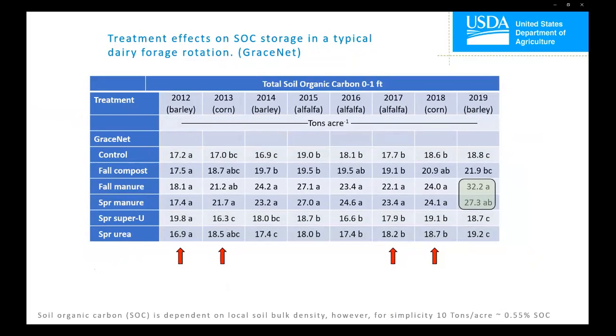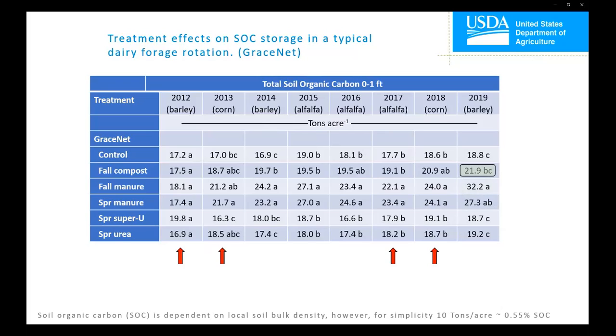By 2019, soil organic carbon under the fall manure application was numerically higher than the spring application, but this was not statistically significant. This particular analysis suggests that there isn't a difference between applying manure in the fall or spring when it comes to accumulating soil organic carbon.